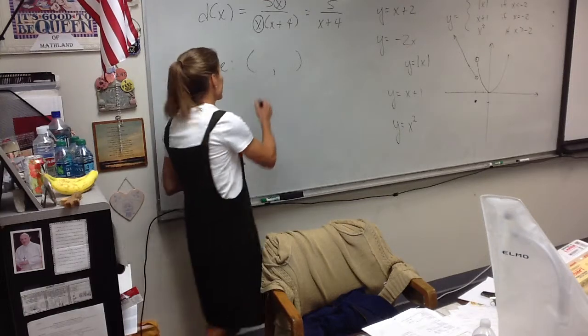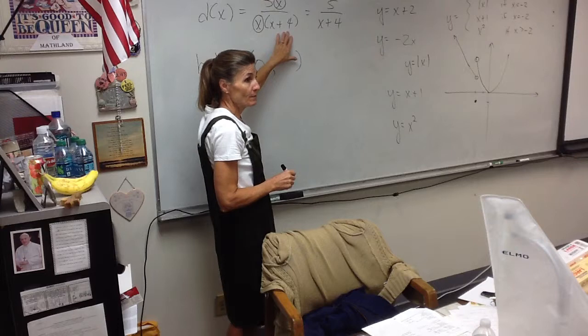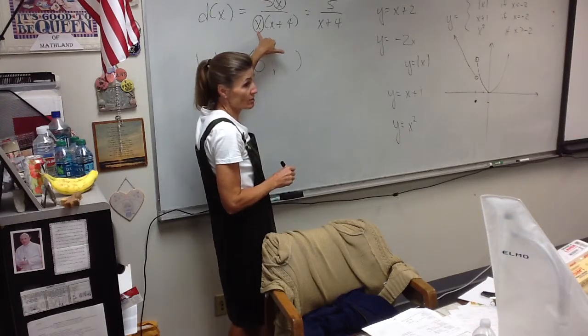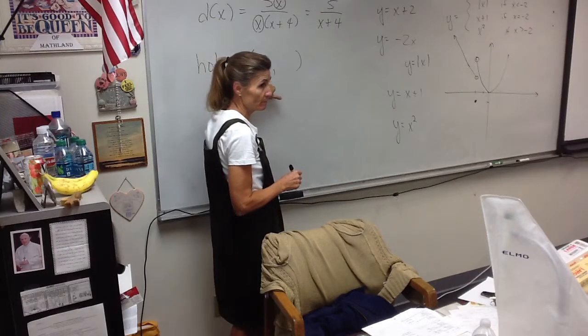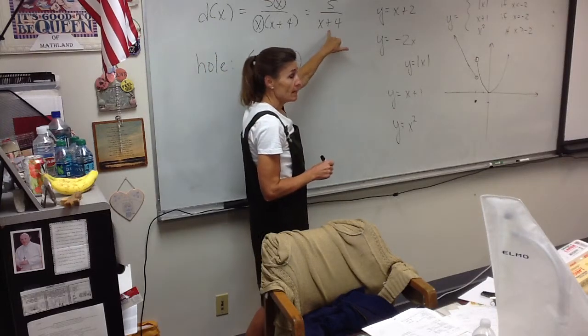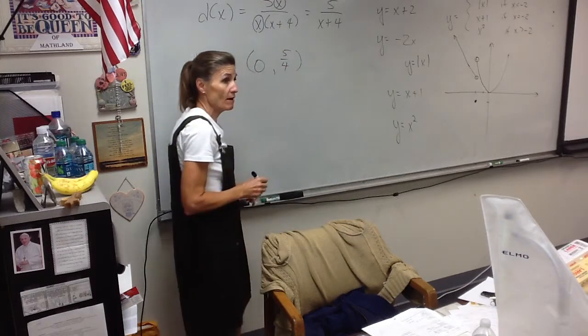0. That's going to be at 0. If this had canceled, it would be at -4, right? Got it. There's no number attached to this, so it's just plain 0. Now, what do I do with the 0? You plug it in right here, and it tells me that the y coordinate of my hole would be 5/4.